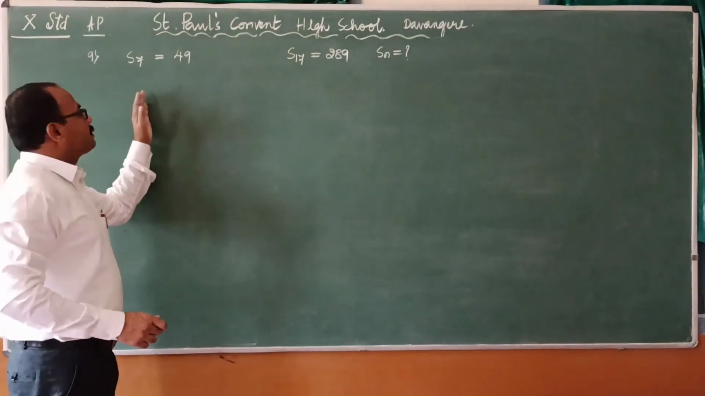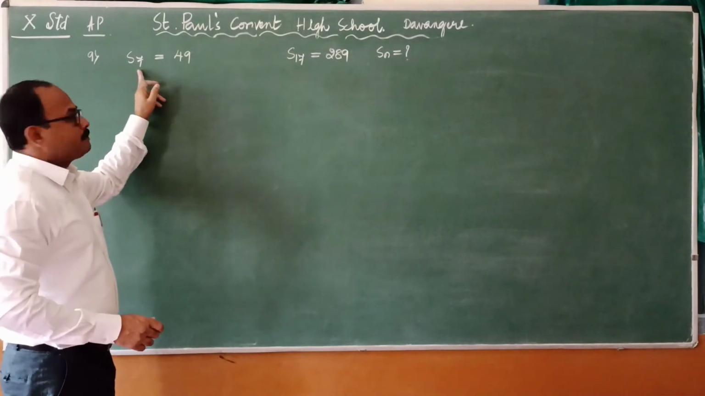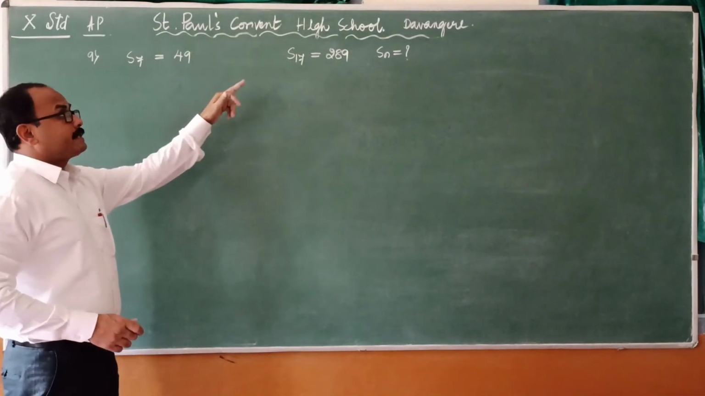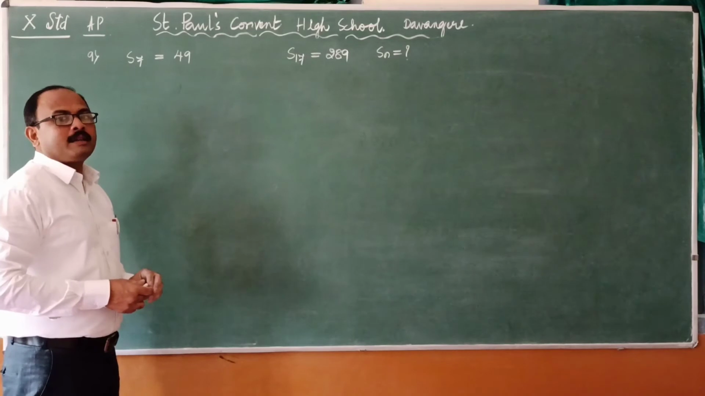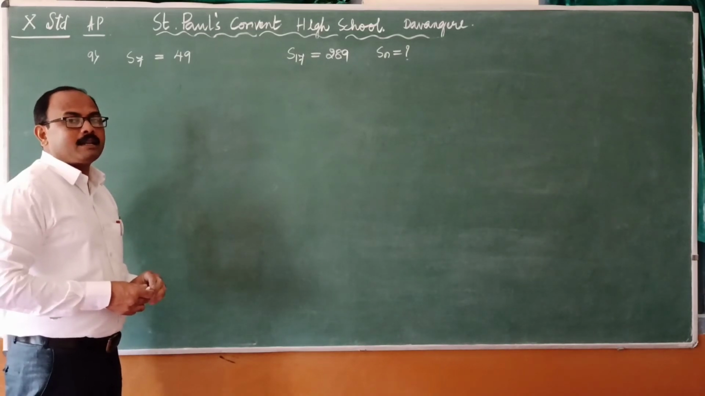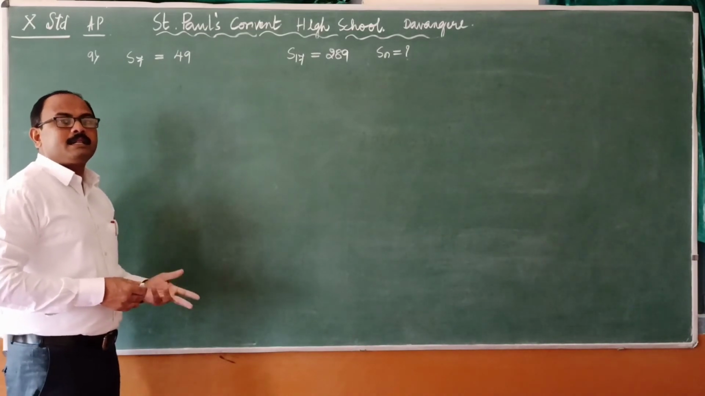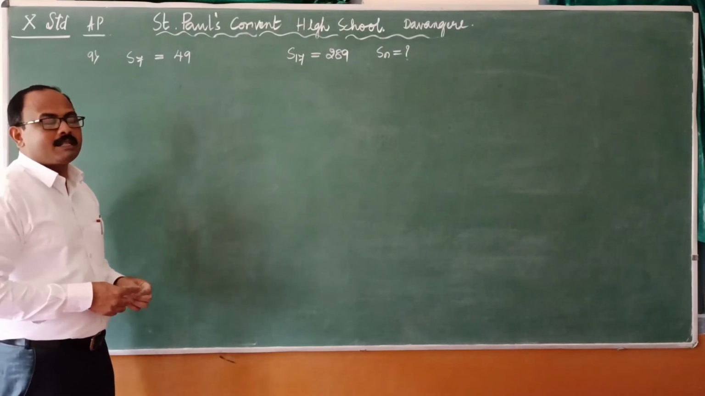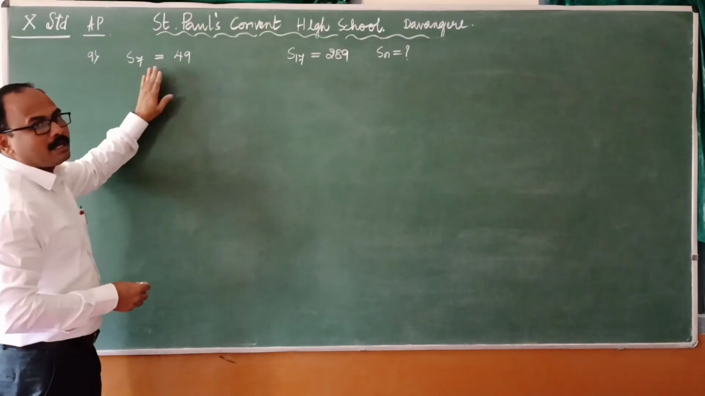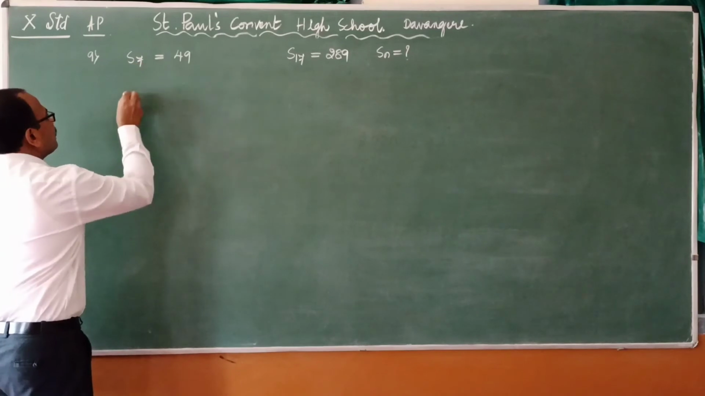Let's consider the ninth sum, children. Sum of 7 terms is 49. Sum of 17 terms is 289. Find the sum of n terms. The first term and the common difference are not given, children. So as for the formula, we shall try to do this one.